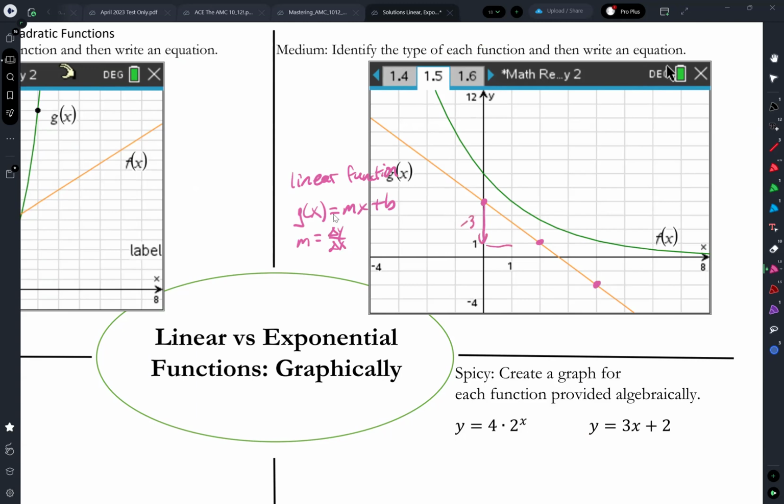That's down 3. That's to the right 2. So my slope is -3/2. Always want to remember my b is my y-intercept, and my y-intercept is (0, 4). Yep, (0, 4). And so my equation for g of x is -3/2 x plus 4.